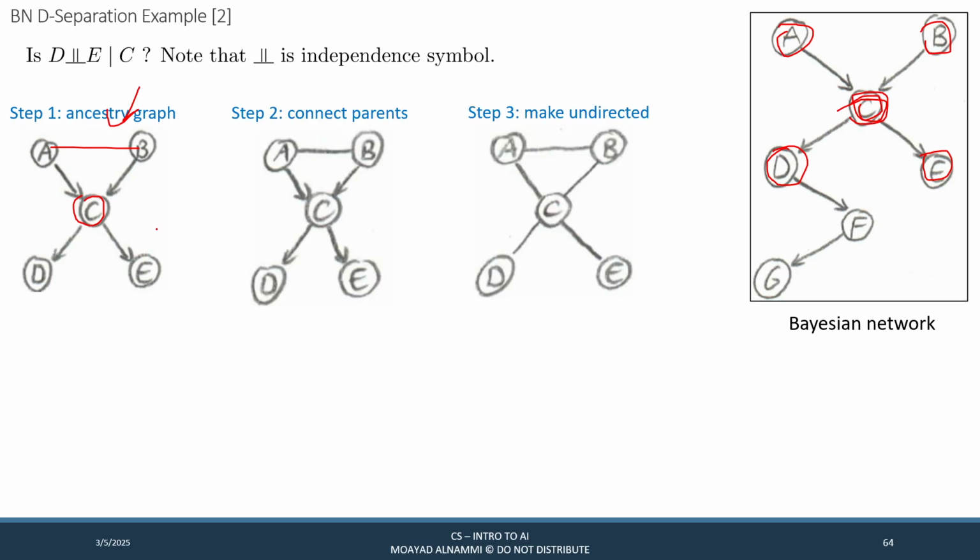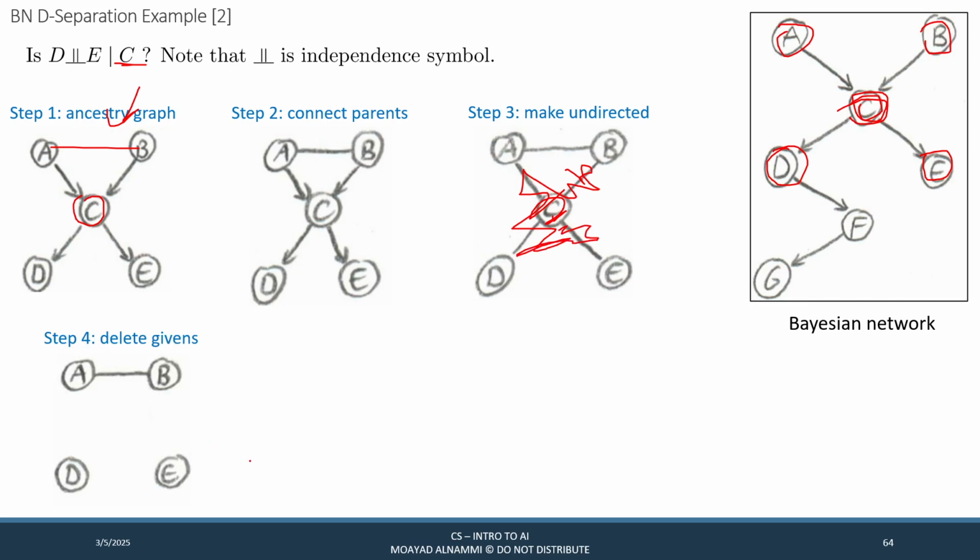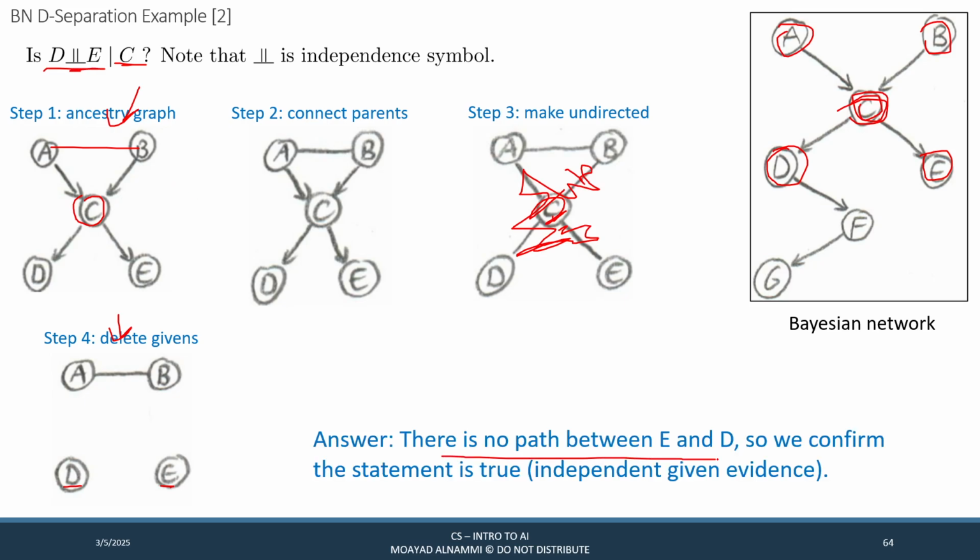Finally, remove the directions from the edges. Finally, what is your evidence? C. So we will remove C and all its corresponding edges, right? And so we're left with this graph here. And then we answer the question, is there a connection between D and E? No, there isn't. So because there is no path between E and D, we can confirm that the statement is true. So D is independent of E given C.